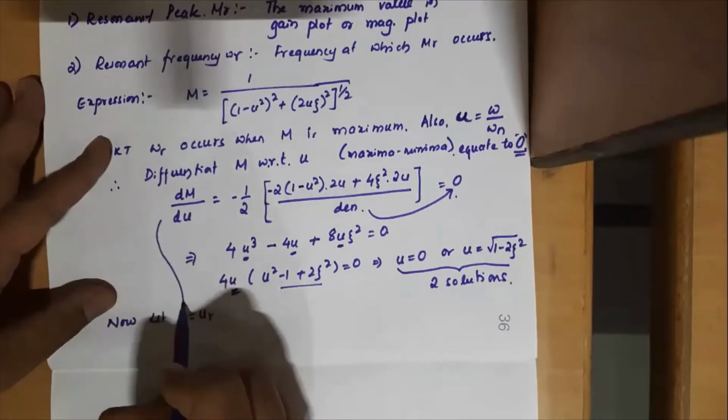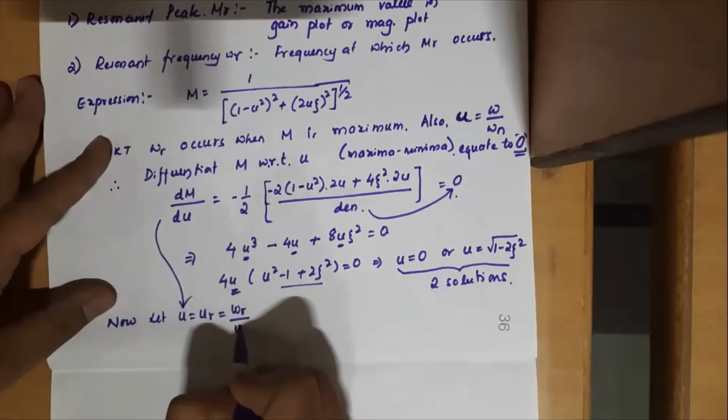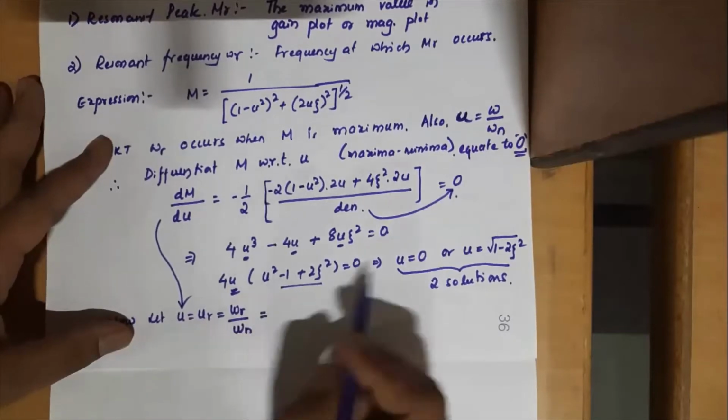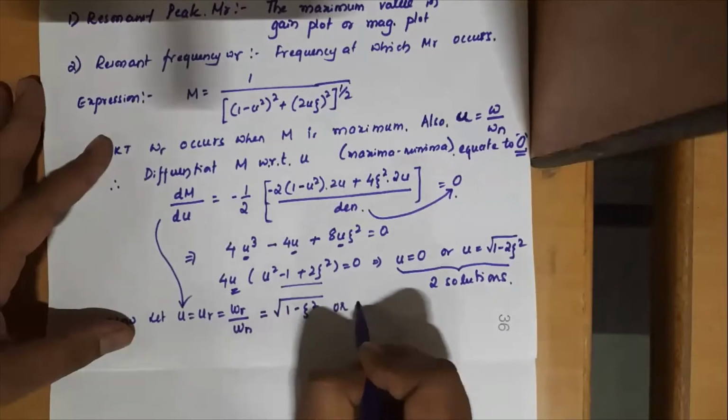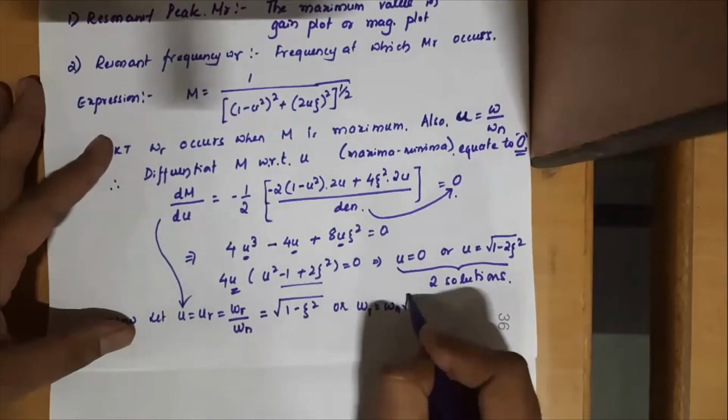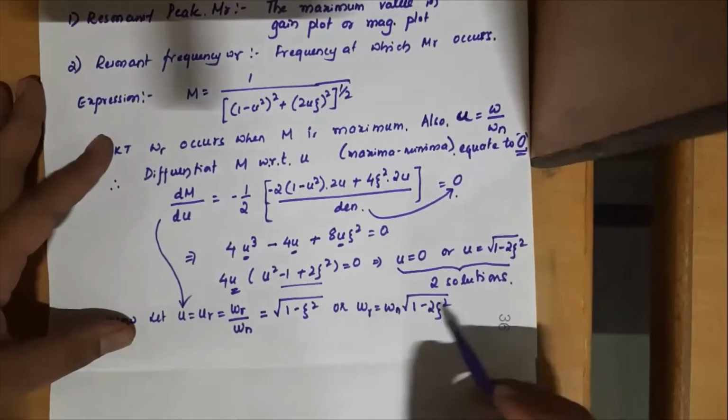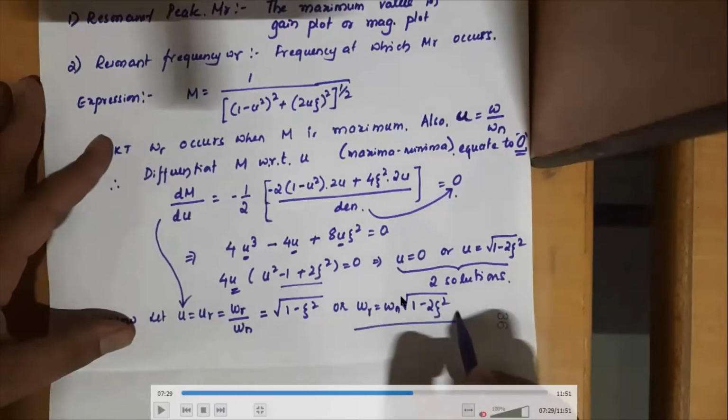So now the differentiation is done and equated to 0. Using that condition, I can rewrite u equal to ur. Therefore, omega r equal to omega n into square root of 1 minus 2 zeta square. Okay, there is a typo here. I was supposed to write 2 here.